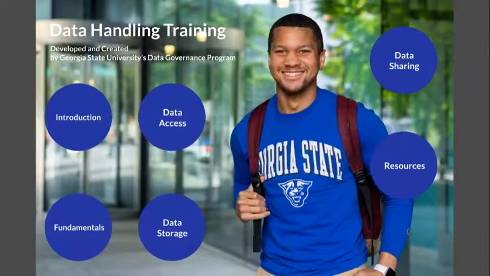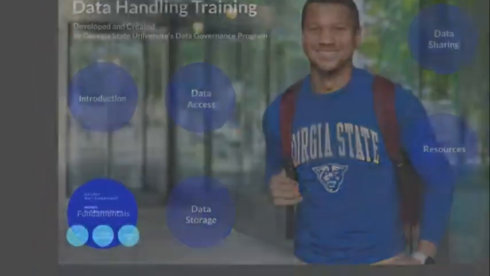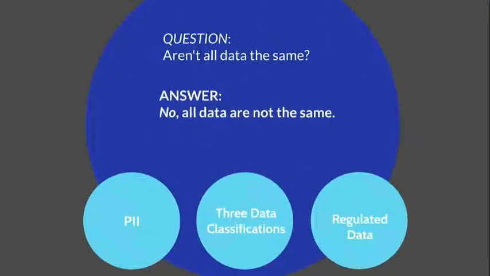We'll begin with the fundamentals of data handling. Let's start with a question. Aren't all data the same? The answer is no. All data are not the same, nor should they be treated in the same manner. The three types of data we'll cover include PII, otherwise known as personally identifiable information. We'll also review the three data classifications and regulated data.